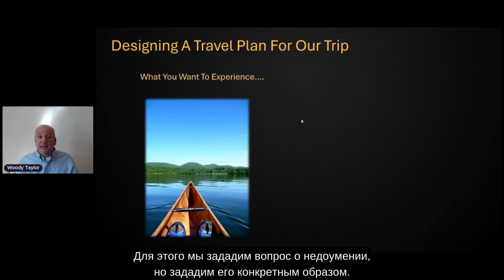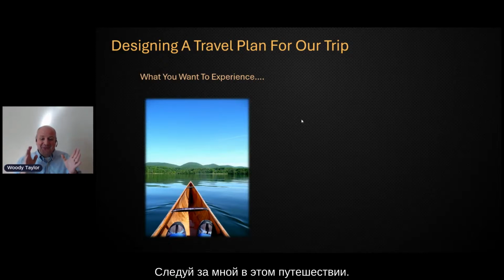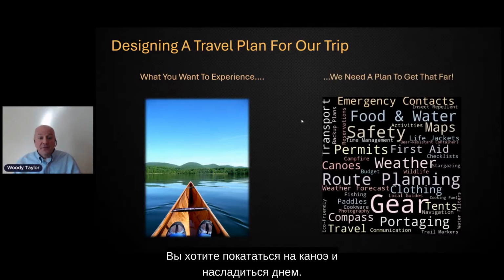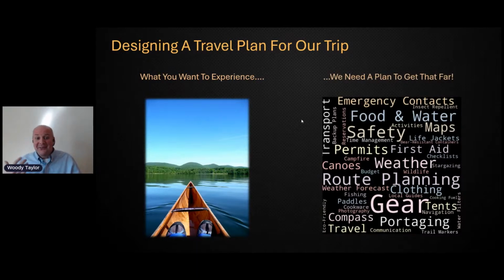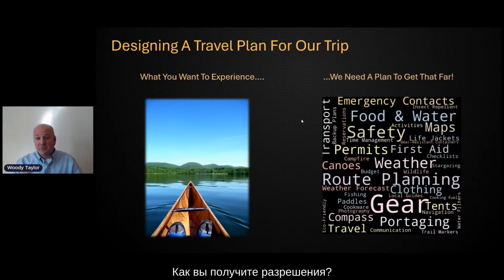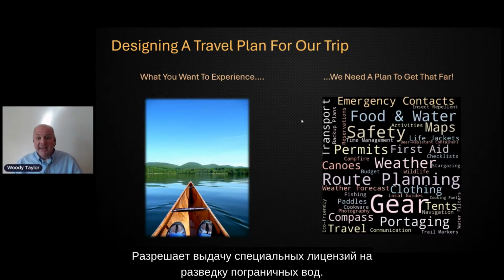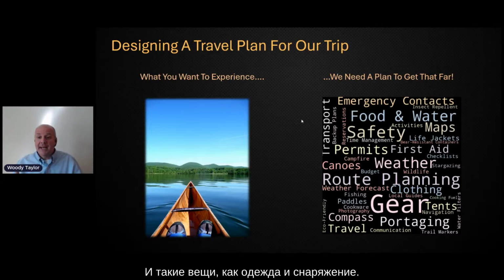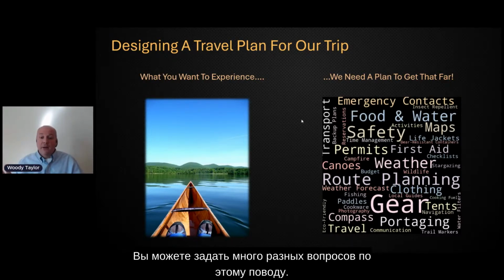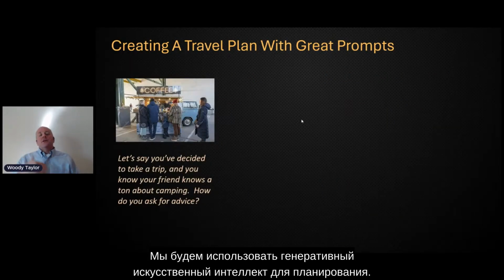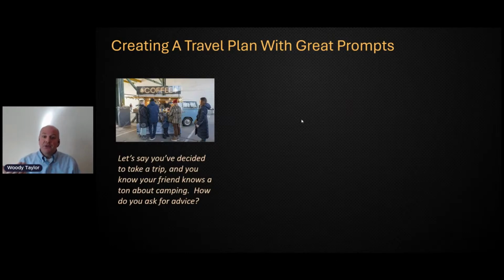Now, when you're designing a travel plan for a trip, you know what you want to experience. You want to have your feet kicked up in a canoe and just enjoying the day. But to get there, there's a lot of different things to consider. What are you going to eat? What are you going to drink? How are you going to get permits? Permits are basically tags or licenses you can get to explore the Boundary Waters. What kind of routes are you going to plan, and things like clothing and gear. And if you've ever been camping before, you know that there's a lot of different questions that you might ask about all that. So we've got all this stuff to figure out that's keeping us from getting to that lake. So we're going to use generative AI to help us plan this trip. So we're going to create a really interesting prompt to build a trip planner, okay?